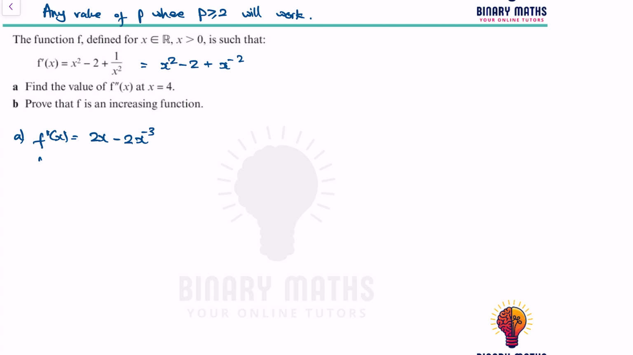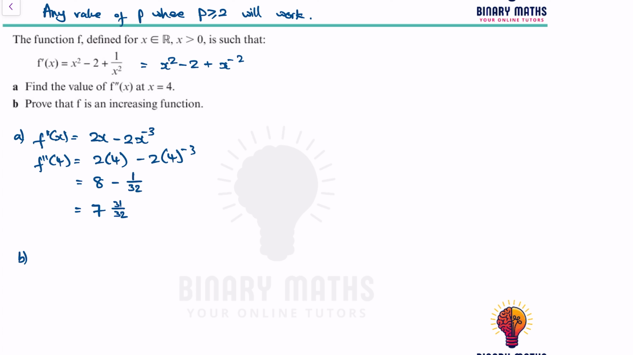If I want to find the second derivative, f double dash of 4, all I need to do is substitute 4 in there. So that's going to be 8. 2 times 4 is 8. 4 cubed is 64. So the same thing as 2 over 64, which is equal to 1 over 32. So 8 take away 1 over 32 is 7 and 31 over 32.